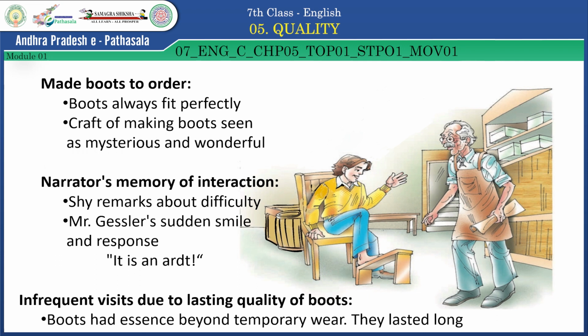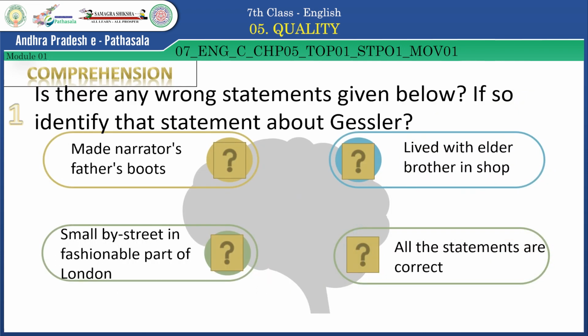Now let us answer these two questions so that we can know how well we are listening to the story. The first question: is there any wrong statement given below? If so, identify that statement about Jessler. Option 1 is Mr. Jessler made narrator's father's boots. Option 2 is lived with elder brother in shop. Option 3 is lived in a small by street in fashionable part of London. Option 4 is all the statements are correct. Your time starts now. Answer the question quickly.